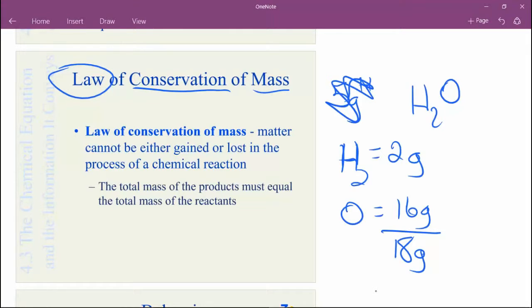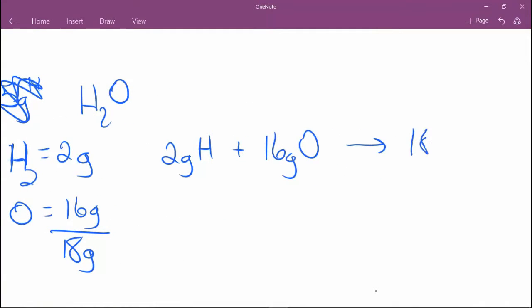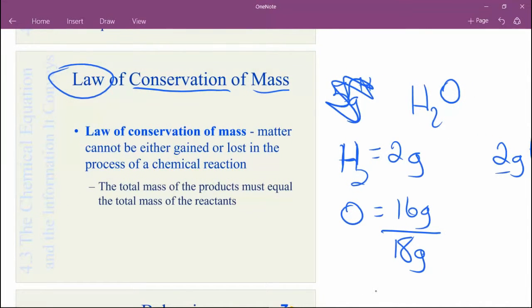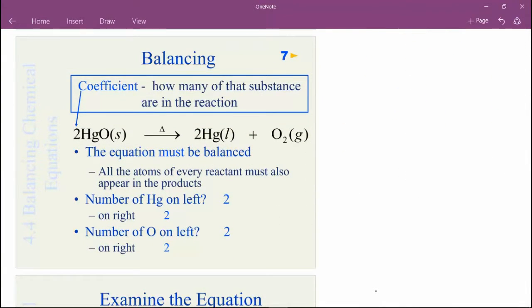So if I said in my chemical equation that we had 2 grams of hydrogen plus 16 grams of oxygen, that would produce 18 grams of water because the mass is conserved. I have 18 grams over here and 18 grams over here. That's what we mean by the conservation of mass. The mass has to be conserved through the reaction, so I need to make sure that I'm doing that. The only way I can do that is by balancing a chemical equation.